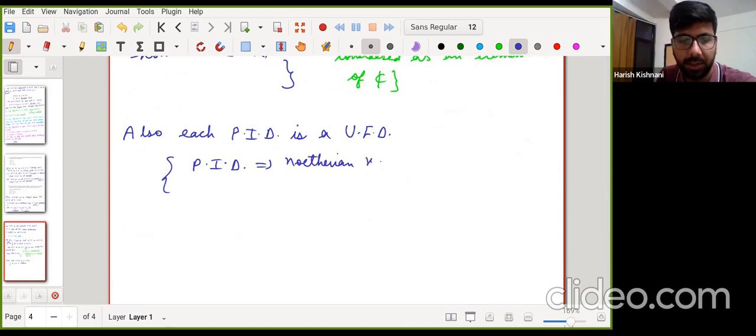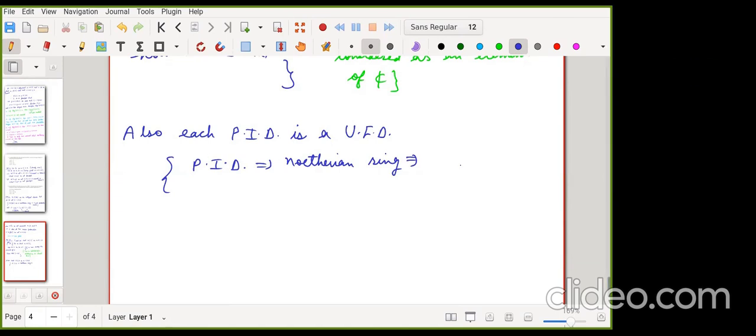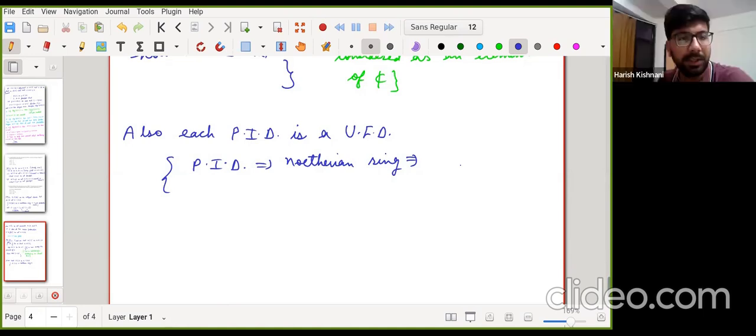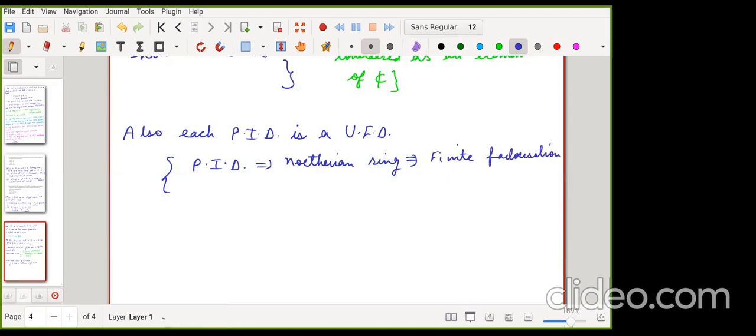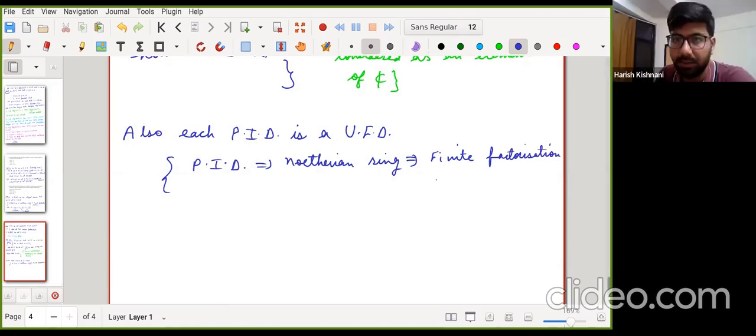And for a Noetherian ring, the finite factorization exists because for a UFD you have a condition that if the ascending chain of principal ideals stabilizes, then the factorization exists. That's the proposition covered in the class. So if you have a Noetherian ring, then each ascending chain stabilizes, in particular the ascending chain of principal ideals stabilizes. Thus, each Noetherian ring has finite factorization. So finite factorization, of course, exists.